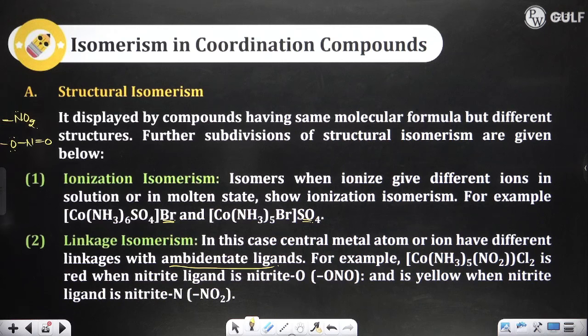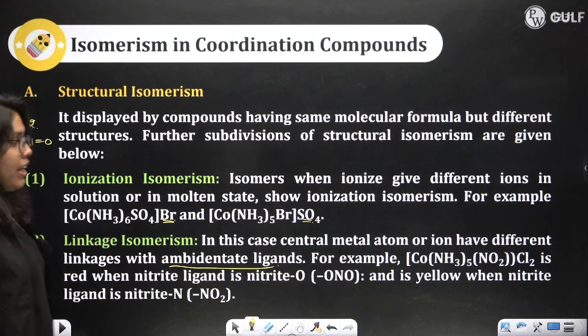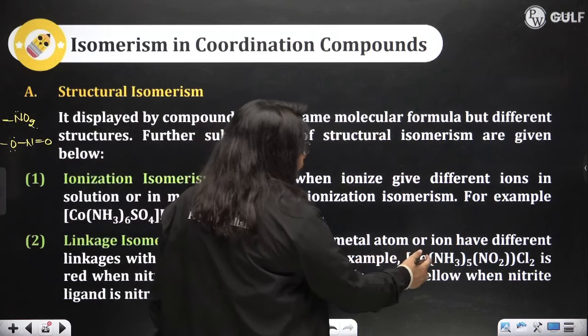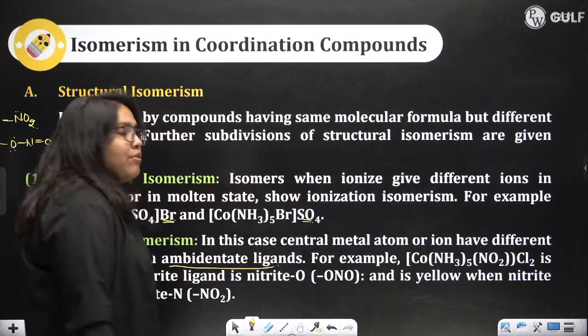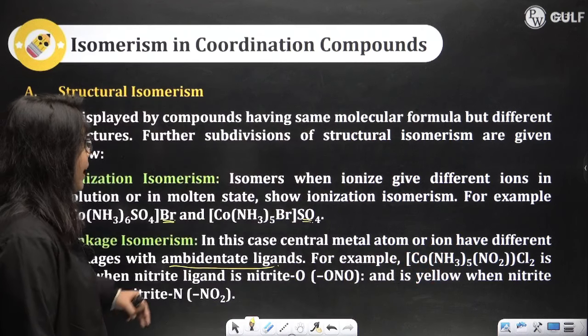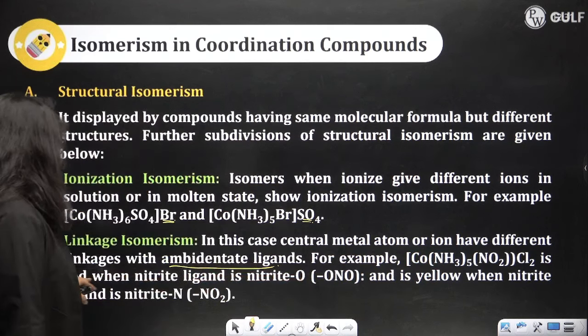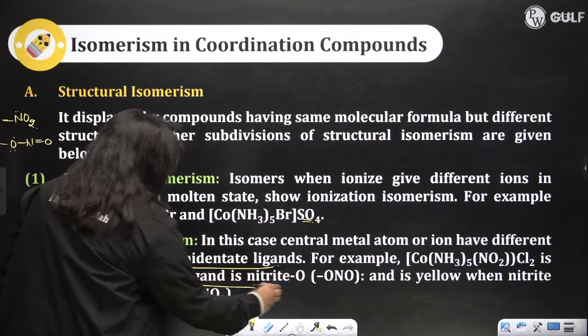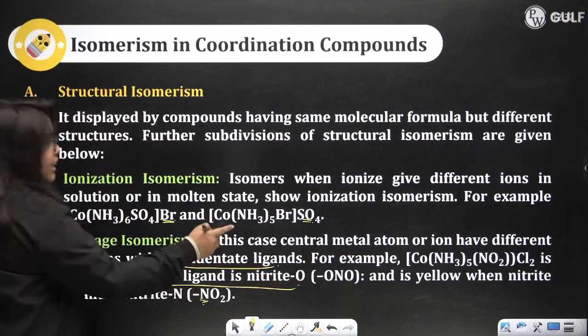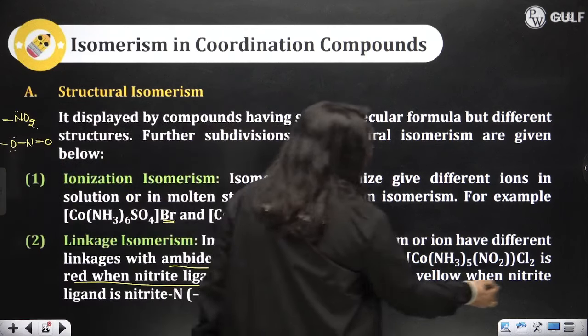For example, Co(NH3)5NO2 Cl2 is red when the nitrite ligand is nitrito, and is yellow when the nitrite ligand is nitro. That is, in this particular compound, if the ligand is donating its electrons from oxygen, that is O, then it is red in color. Whereas if nitrogen is the one donating, it is yellow in color.